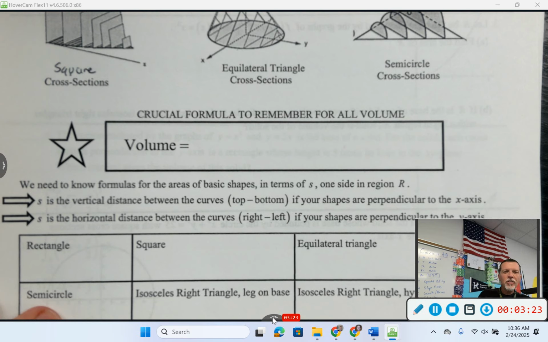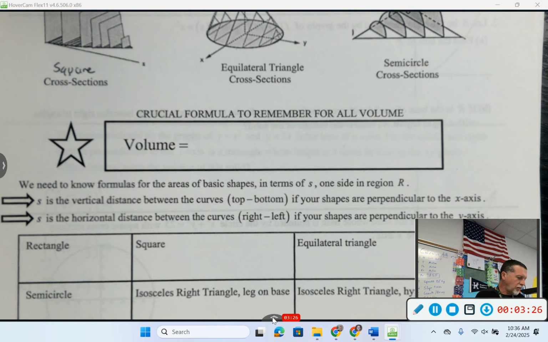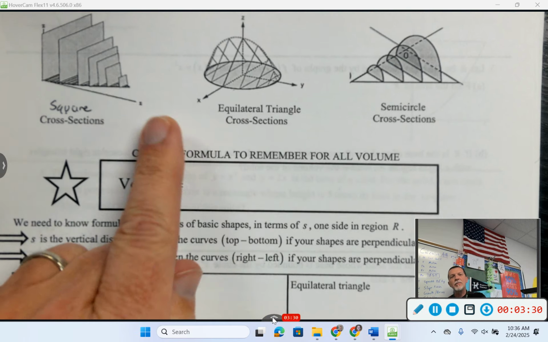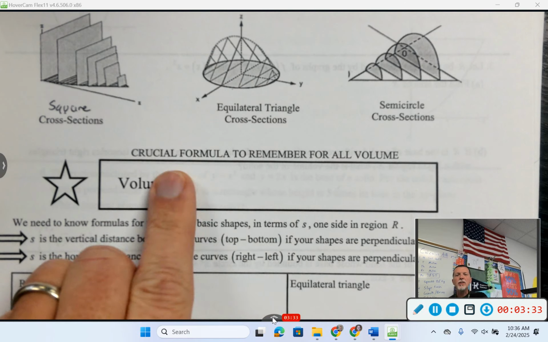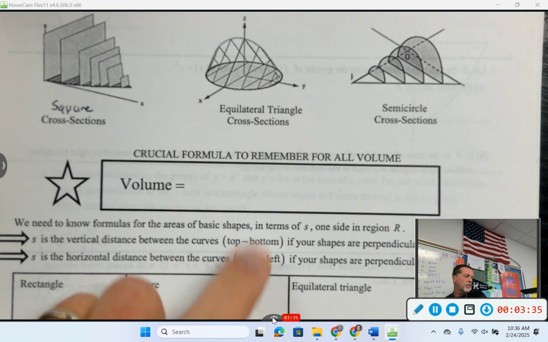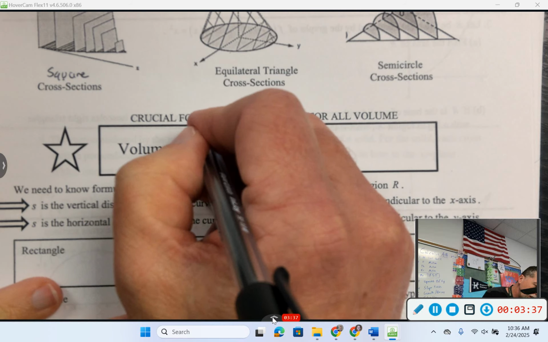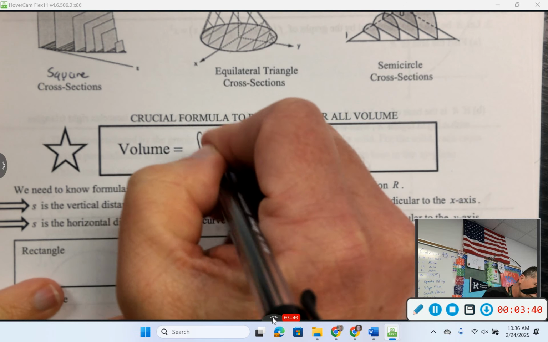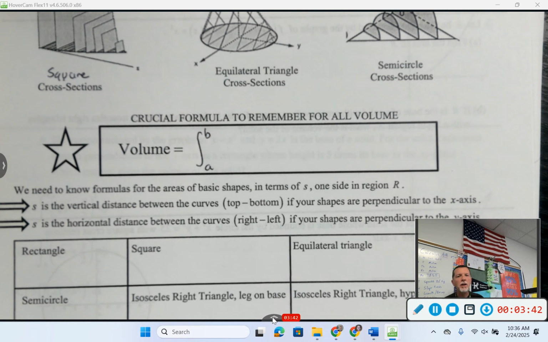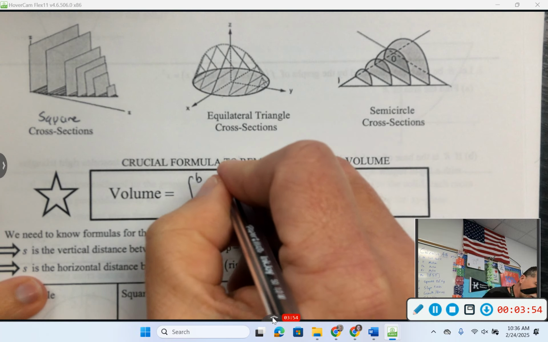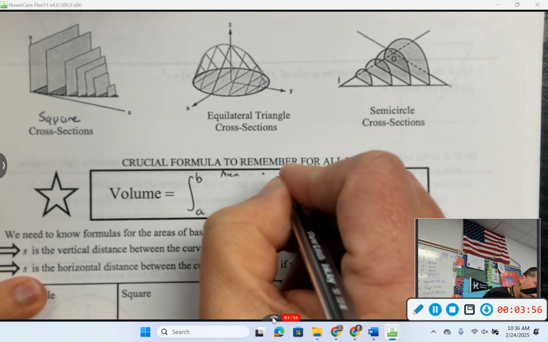The kind of good news is that the volume formula, I don't want to say it's exactly the same, because that's not exactly right, but the format of it is the same regardless of the shape, because the format is antiderivative from A to B. On Friday we added up all the rectangles, all the height times width. Today we're going to add up all the area times width.